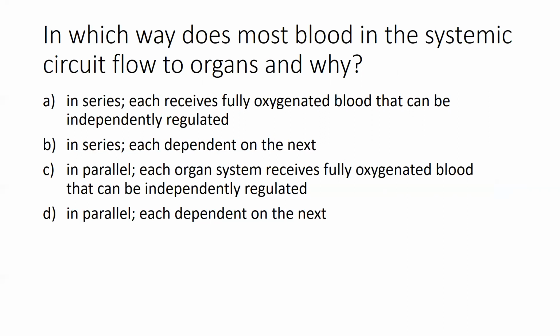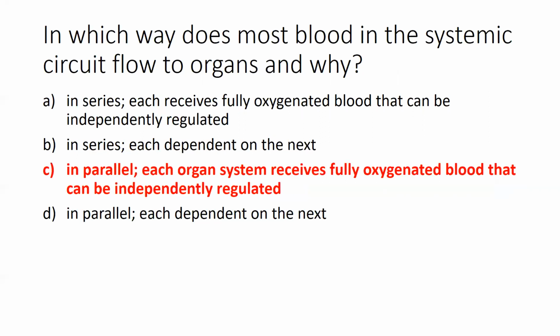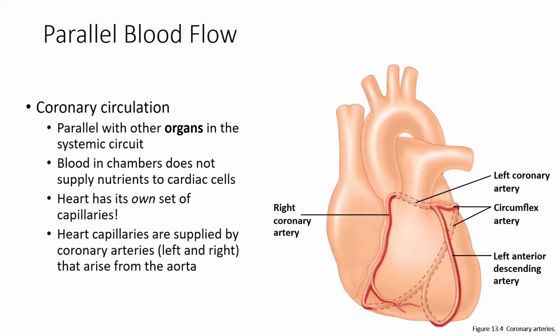Where each organ system receives fully oxygenated blood that can be independently regulated. So each of these organ systems is getting its own share of the cardiac output, its own share of blood from the heart. They're not depending on the brain to vascularize the kidney and so on and so forth. They're independent.